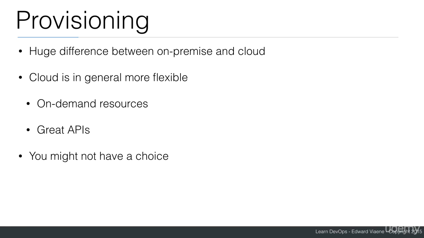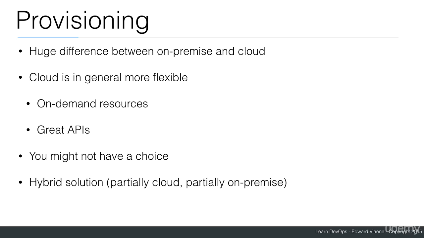Unfortunately, you might not have a choice. Luckily, there is an intermediate alternative called a hybrid solution where you can partially use cloud and partially use on-premise. You can, for instance, provision dev and staging on the cloud, but keep production in-house. If your company is slow in adopting cloud, this might be the ideal solution for your company.